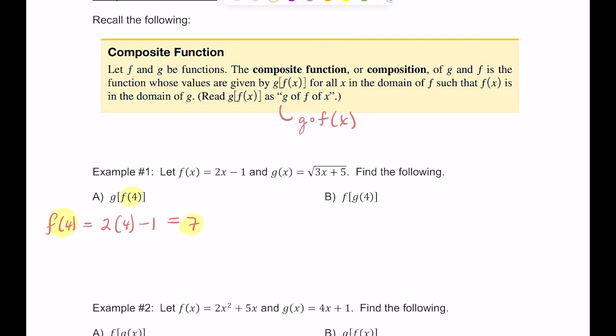So I'm going to replace f of 4 with 7 now, and find g of 7. Now I go to my g function, which is the square root of 3x plus 5. I know that x is 7, so I have 3 times 7 plus 5, and that gives me the square root of 26, which is my final answer.